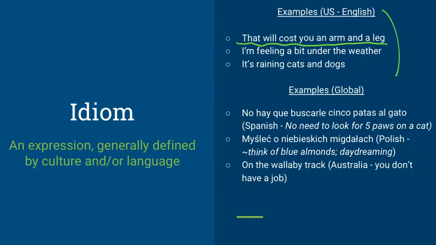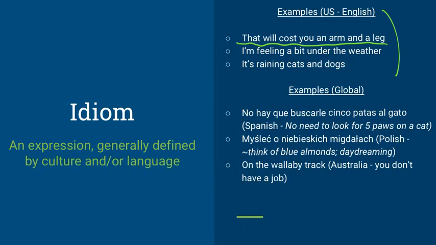So with our first example, we've got "no hay que buscarle cinco patas al gato", which in Spanish means no need to look for 5 paws on a cat. Now, I've never heard any English speaker say something like that. I think it means something along the lines of there's no need to look for problems when there aren't problems, but it just makes more sense within the home language than it does when you translate it to another one, because a lot of meaning is lost.